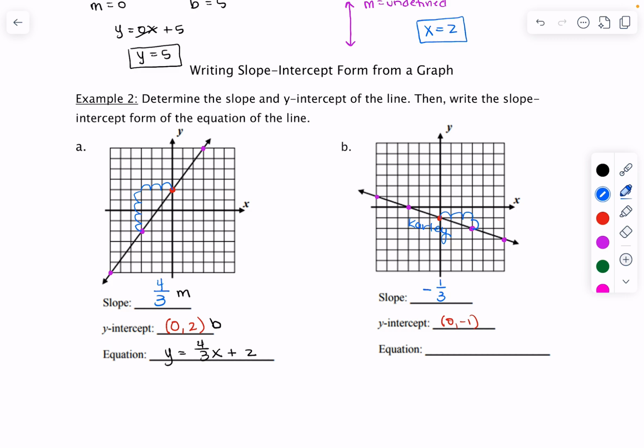Okay, so now my equation is y equals mx plus b. My m was -1/3 x, and then my y-intercept is -1. So y equals -1/3 x minus 1. I'll put a box on the other one too. So you should be able to find the y-intercept, find your rise over run, and then put the two together to make your y equals mx plus b slope-intercept form.